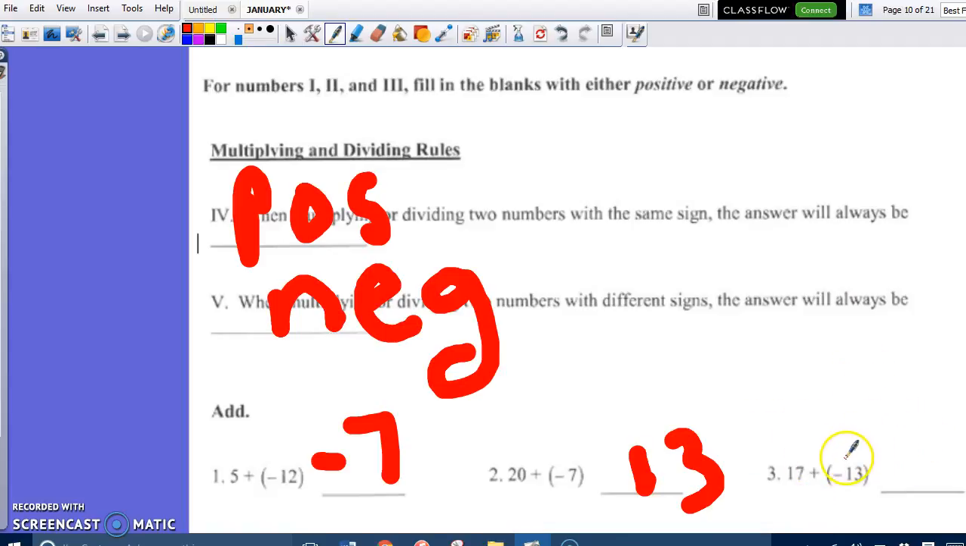What do I do here? Positive plus a negative. We subtract, keep the sign of the higher digit, right? So if I subtract, what do I have here? 17 minus 13. What is 17 minus 13? What do we have left over? 4. So what kind of 4 is it going to be? Positive or negative? Positive. Positive because 17 is a higher number.